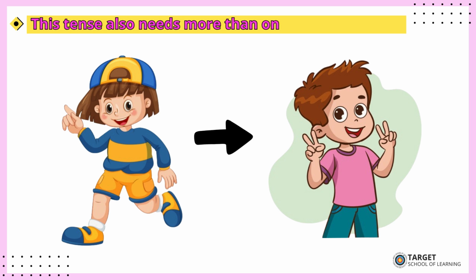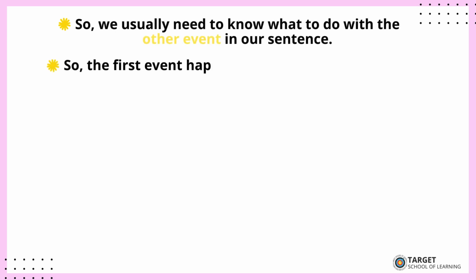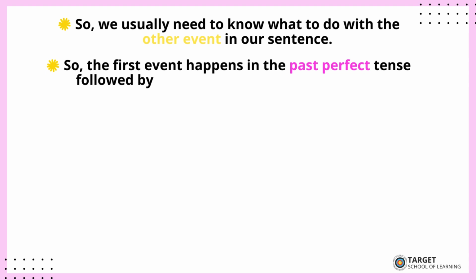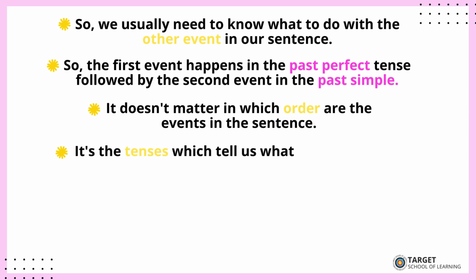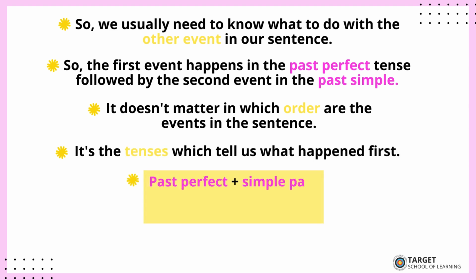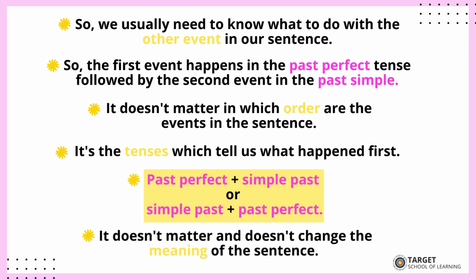This tense also needs more than one event or action. So we usually need to know what to do with the other event in our sentence. So the first event happens in the past perfect tense, followed by the second event in the past simple. It doesn't matter in which order the events are in the sentence. It's the tenses which tell us what happened first. We can say past perfect followed by simple past or simple past followed by past perfect. It doesn't matter and doesn't change the meaning of the sentence.